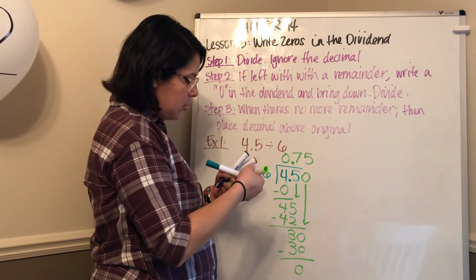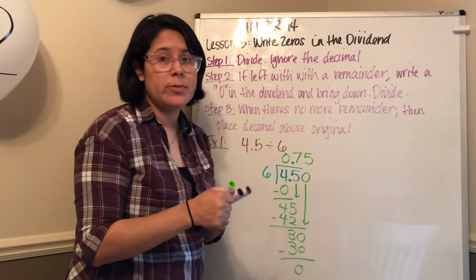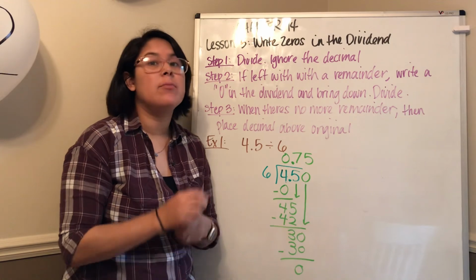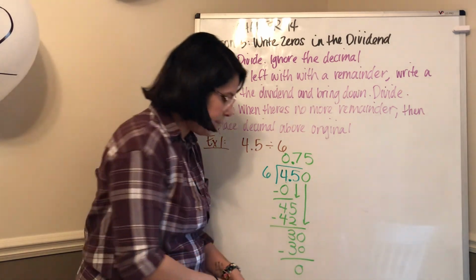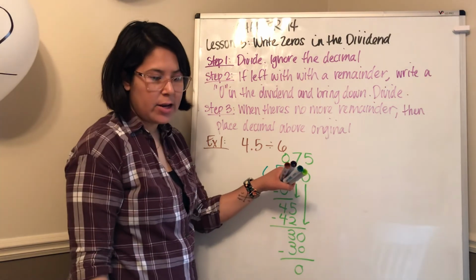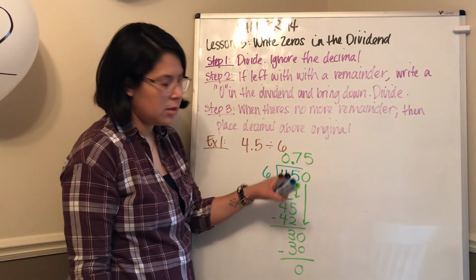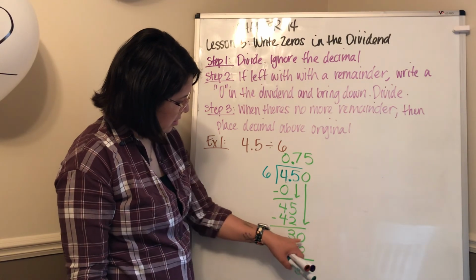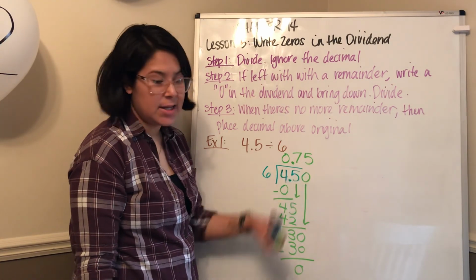Okay, so let's do another example because this is definitely going to take some practice, especially when you're getting multiple remainders. So here's my answer. We figured out that everybody's going to get 3/4.